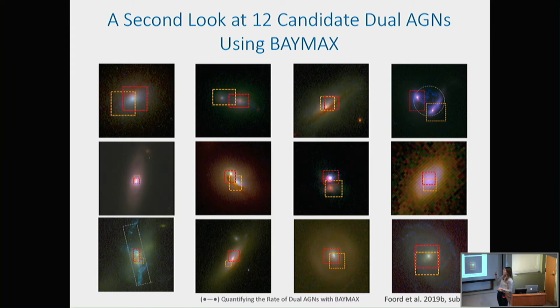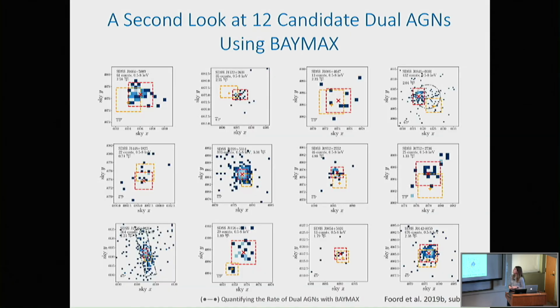So here I'm showing you the optical observations for each of these sources, and in the red and yellow boxes, I'm showing you the location for our informative priors, and that was based on where the O3 emission was found to be spatially resolved. They all received follow-up Chandra observations, which I'm showing you here. And once again, those red and orange boxes are informative priors for the location of a primary and secondary AGN. I want to note that we also use Baymax using non-informative priors, and so in that case, the primary and secondary were allowed to sit anywhere within this box.